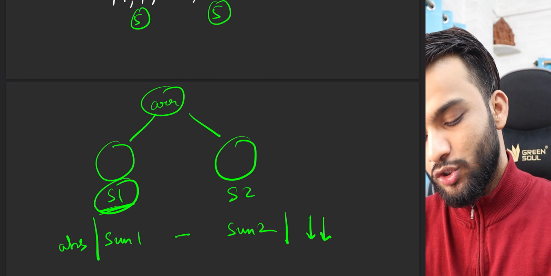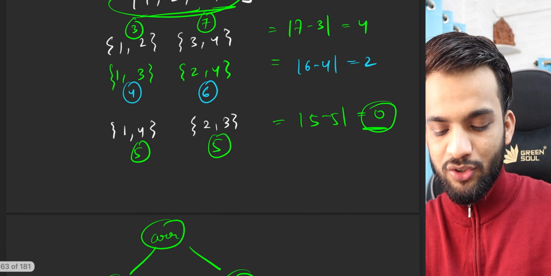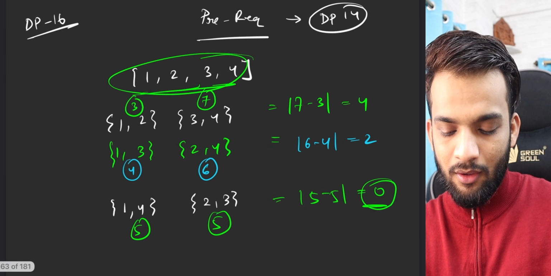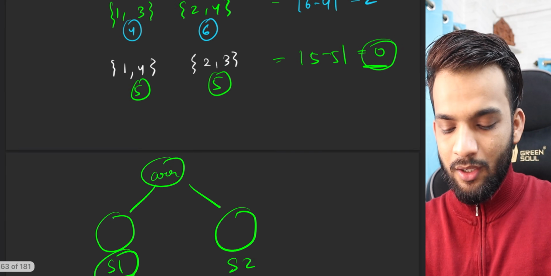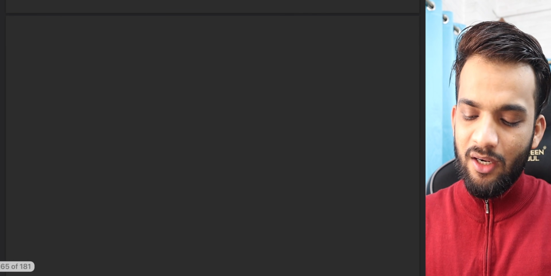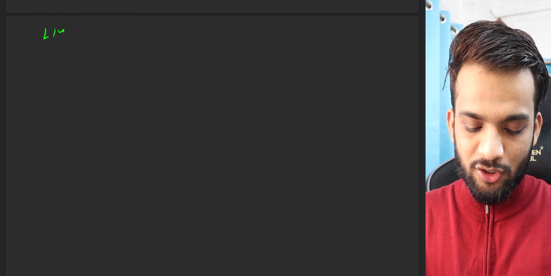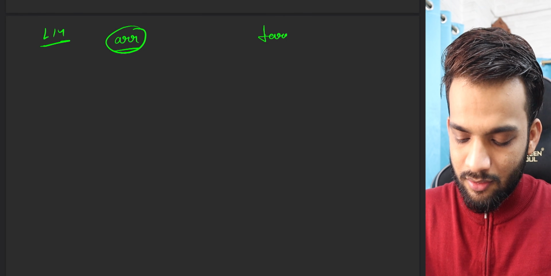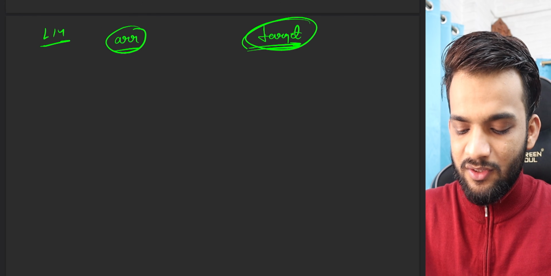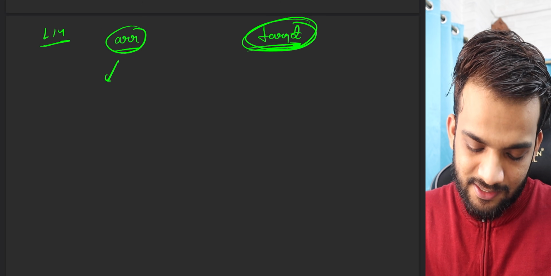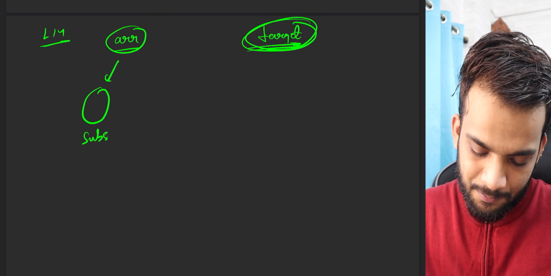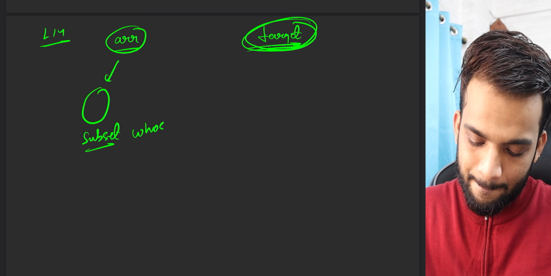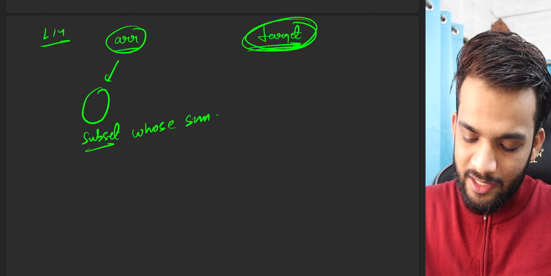Right now, how do you solve this question? Because this is something different than what we have been doing. What have we done till now? We have done lecture 14. Over there, what have we discussed? We have discussed, given an array and a target, your task is to tell me if there is a subset whose sum is equal to this target.